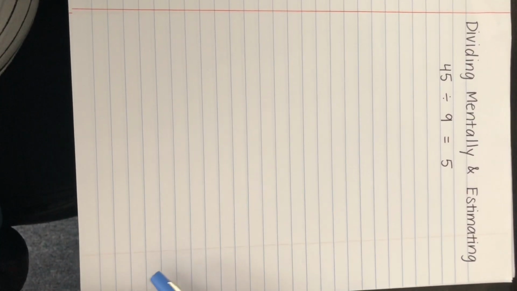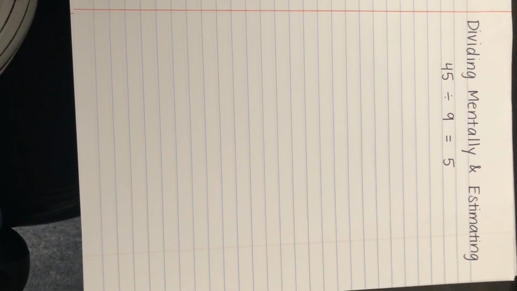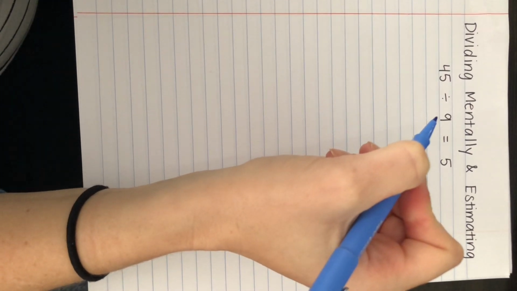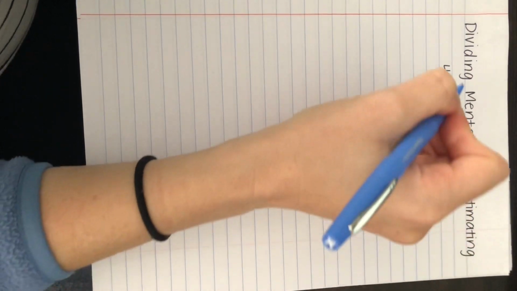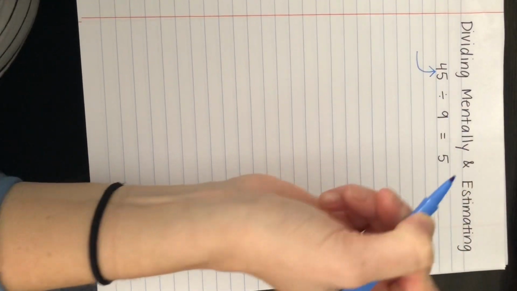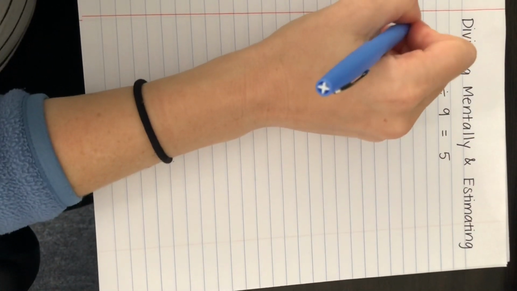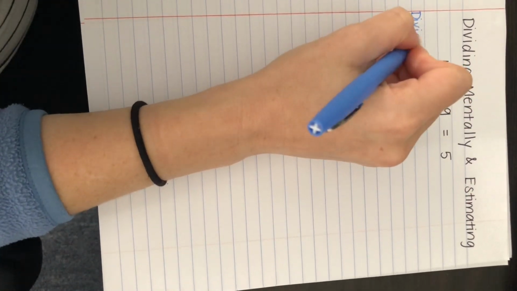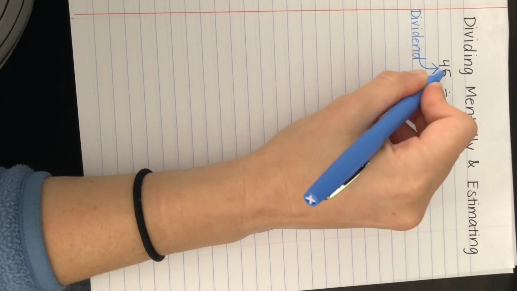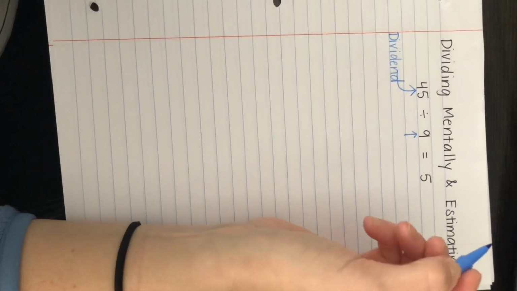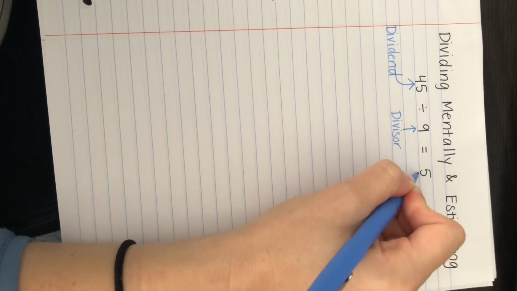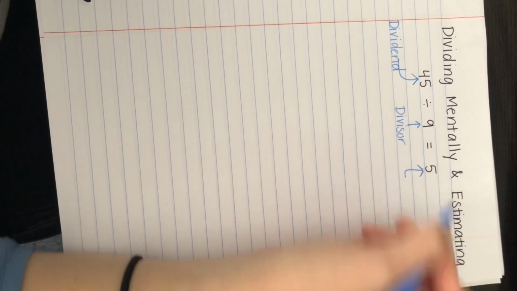The reason why I want to just start with a simple equation for now is so that we can start labeling the terms in our equation. So we have our 45 right here, which in our division equation is our dividend. And then we also have a 9 here, which is the number that we are dividing by. So that's going to be our divisor. And then we have our 5, which is the answer.